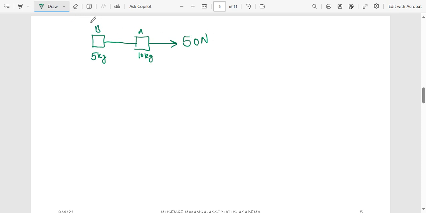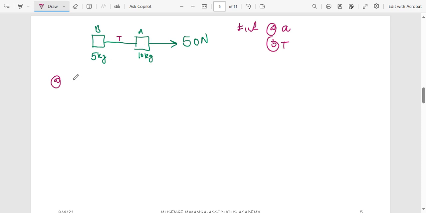Now you have a question to say, find number A, the acceleration of the two boxes, and number B, the tension in the cable. When you are pulling two things, there's going to be a tension, a force. Tension is simply a force that you find in a cable. So to do that, we are going to start with box A to find the acceleration.